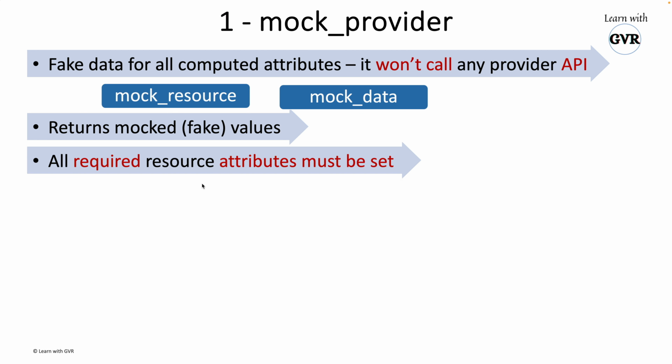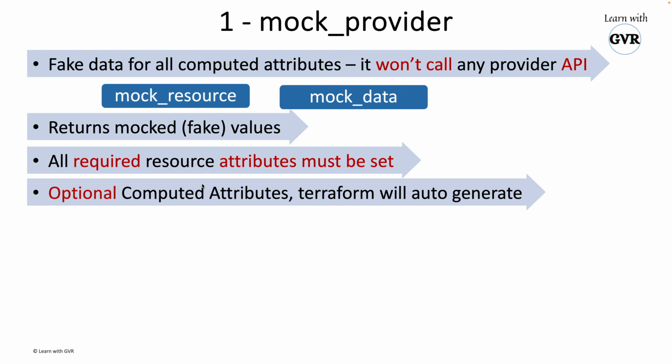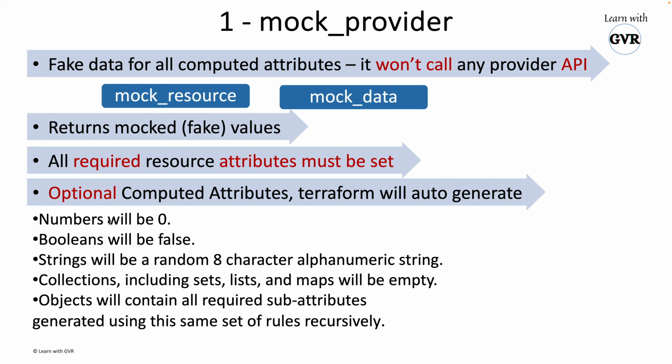What about the optional computed attributes? Terraform will automatically generate them. When I say computed attributes, what are those? Numbers, booleans, strings, alphanumeric, collections, empty collections, objects, etc. So these computed attributes will give you default values or null values.